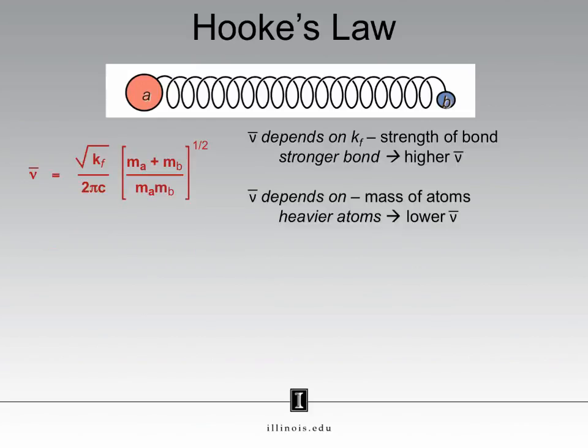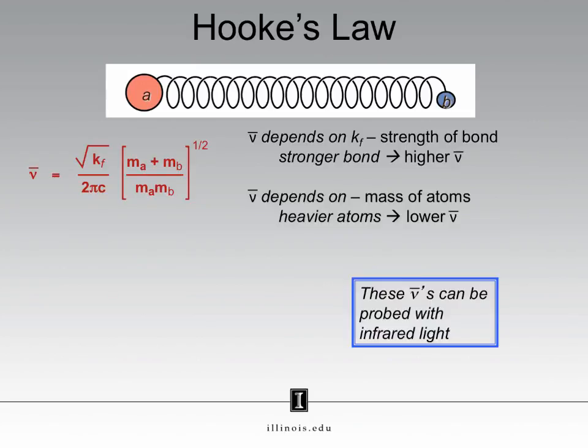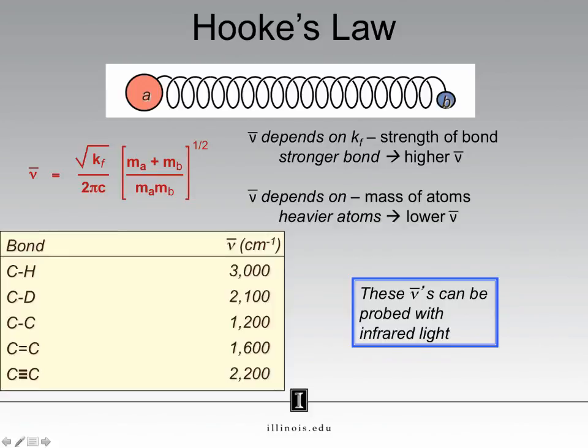It turns out that the type of light these bonds absorb is infrared light. By shining infrared light onto a molecule, we can see what wave numbers of light are absorbed by the bonds in that molecule. Here are some examples. On the left, I have a series of bonds, and on the right, I have the wave number values of the light that is absorbed by each particular bond. Let's compare these first 2, CH and CD. D stands for deuterium. Deuterium is a hydrogen atom that contains 1 proton and 1 neutron in the nucleus. That means it is heavier than a normal hydrogen atom.